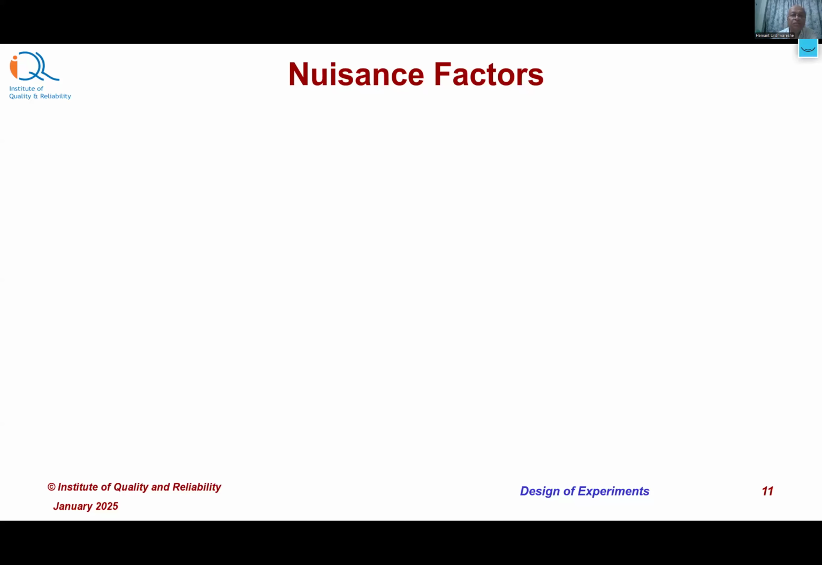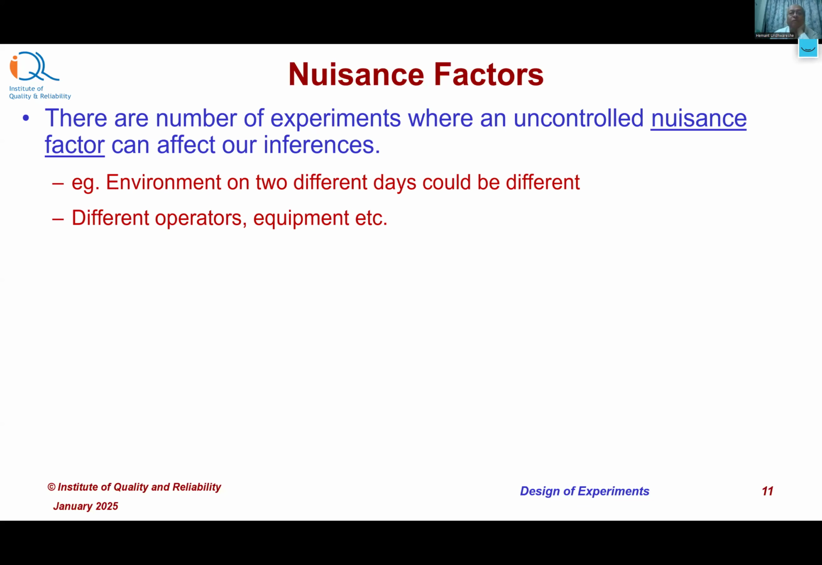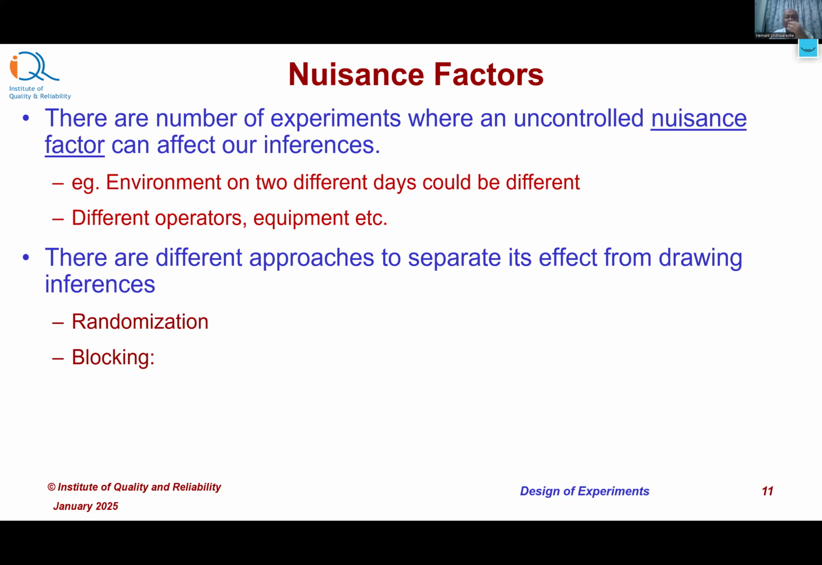There are two strategies which are usually followed. There are a number of experiments where uncontrolled nuisance factors can affect your inferences. Environment on 2 different days can be different, operators, equipment. There are different approaches to separate its effect from drawing inferences, or to minimize it. The first one is randomization. That means you perform the experiment in a random order, so that any change of any wind or any temperature changes, or any change that happened during the experiment, the effect of that is not associated with any particular setting. So it gets distributed evenly all over the runs.